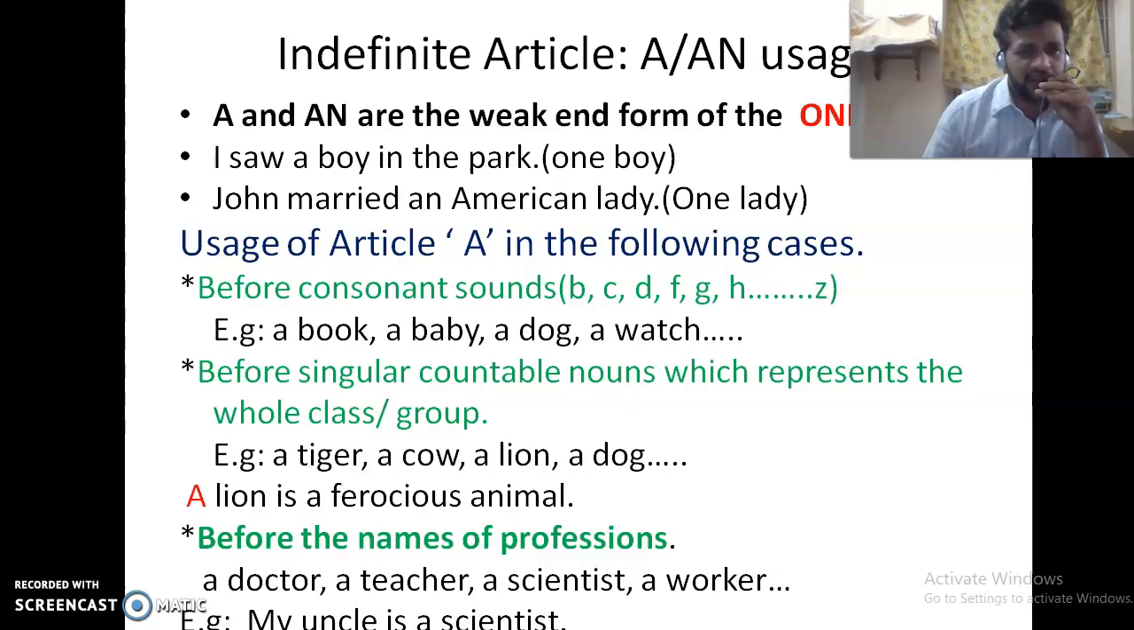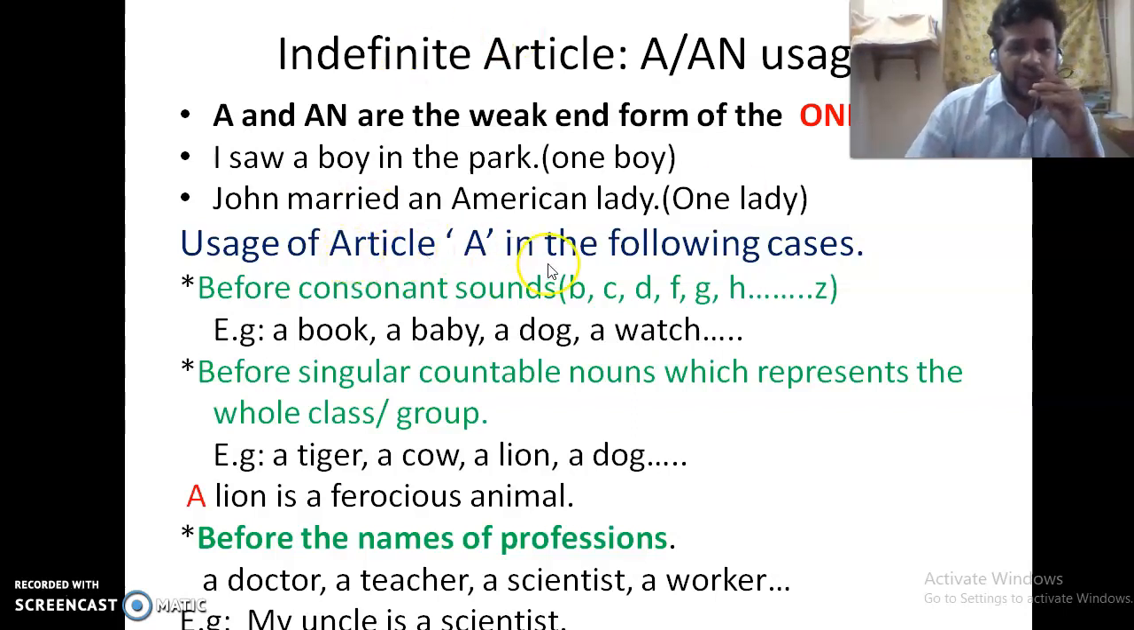For example, there is an example I gave you. I saw a boy in the park. A boy means only one boy. Indefinite, one boy. Next example, John married an American lady. An American lady means one lady. Okay, indefinite, one lady. Here it tells two things. First thing is indefinite and second one is singular.